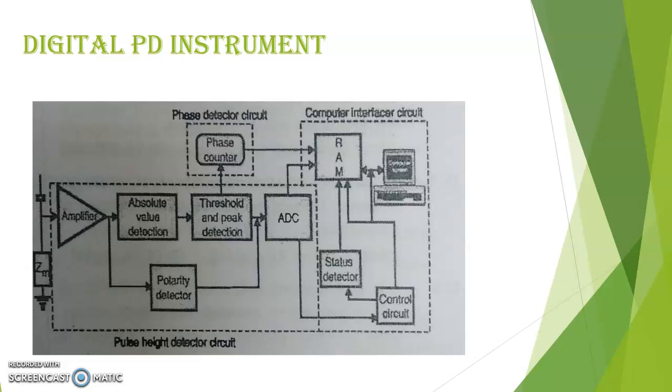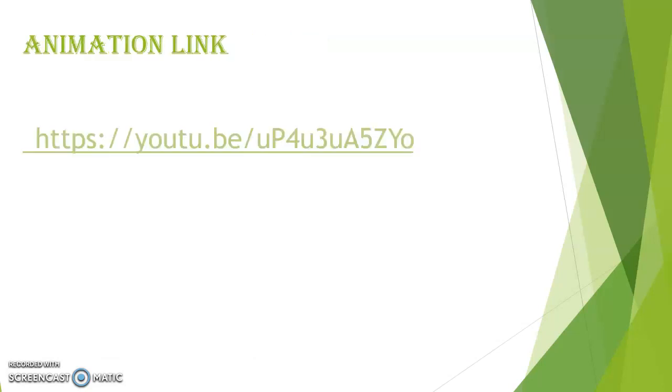The pulse height detection circuit detects the PD pulse, and the sampling circuit converts it into digital form. The phase detector detects the zero crossing instant. The polarity of the pulse is detected by the polarity detector circuit. The interface unit synchronizes the pulse height and the phase data required for computer storage. The computer provides an effective and user-friendly interface. Now moving forward, we can understand partial discharge in a very effective way using animation.